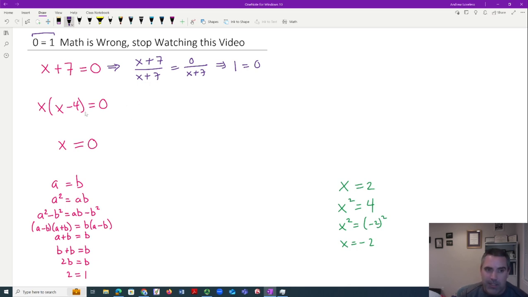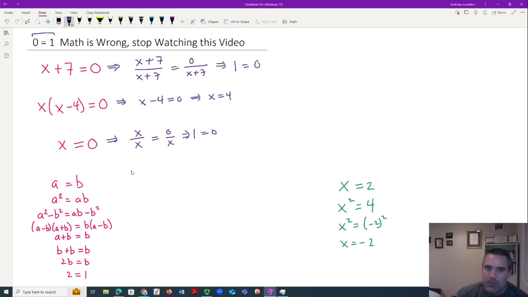Now, a more practical example is this. I've seen this all the time where students divide both sides by x, and they get x minus 4 is 0, and x is 4, which is not completely the answer. And then here's the more extreme version. Divide both sides by x, and you get 1 equals 0. So there's the paradox in one step.